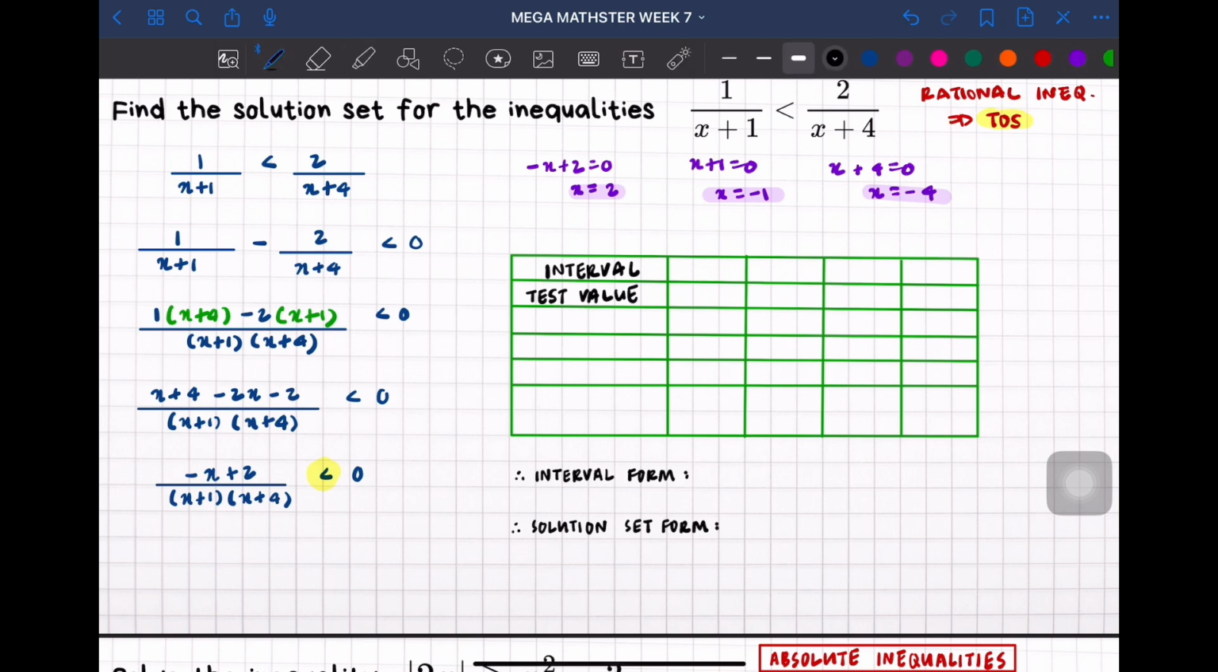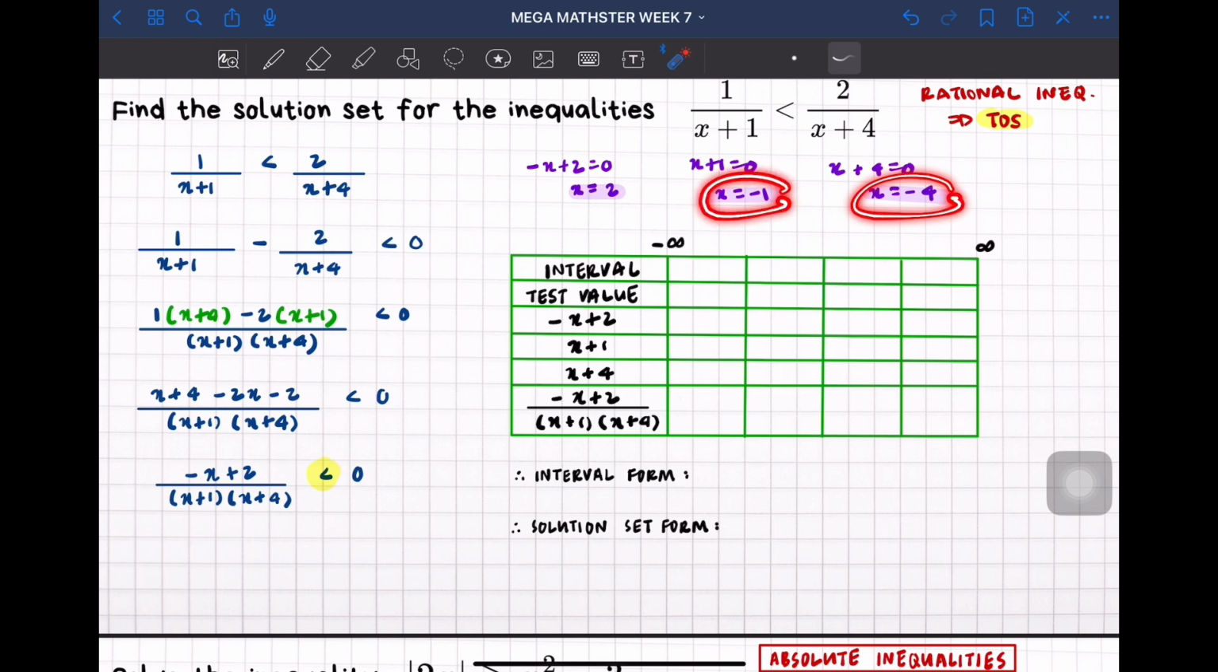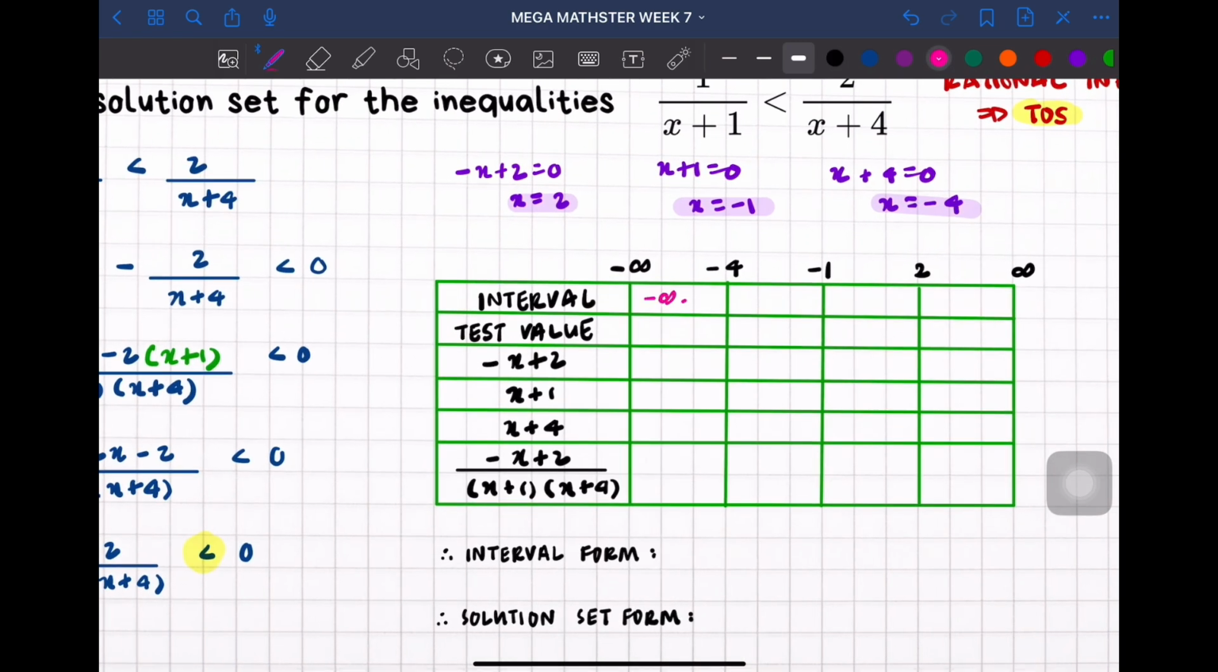For the table of sign, we're going to have the interval, the test value, and then the numerator, the denominator, and the whole thing. I'm going to put the interval first. We start with negative infinity and go until infinity. We have three values of x: the smallest is negative 4, followed by negative 1 and then 2. So our intervals are negative infinity until negative 4, negative 4 until negative 1, negative 1 until 2, and 2 until infinity.